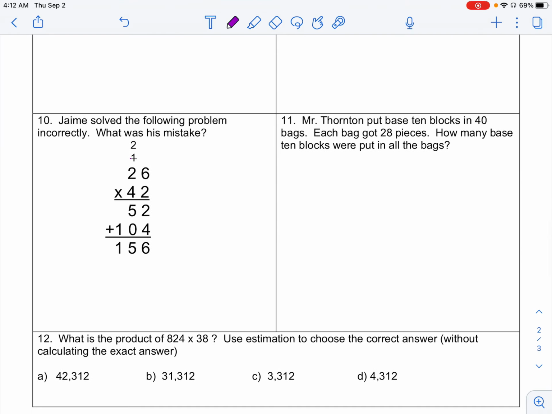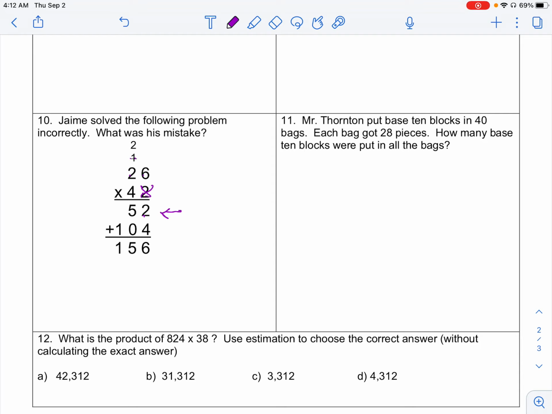Number 10, Jamie solved the following problem incorrectly. What was his mistake? All right, so once again, just solve the problem. Starting with the 2, it would be 2 times 6 is 12. So they write the 2, carry the 1. That's what they did. 2 times 2 is 4, and 1 more makes 5. So this number is correct.